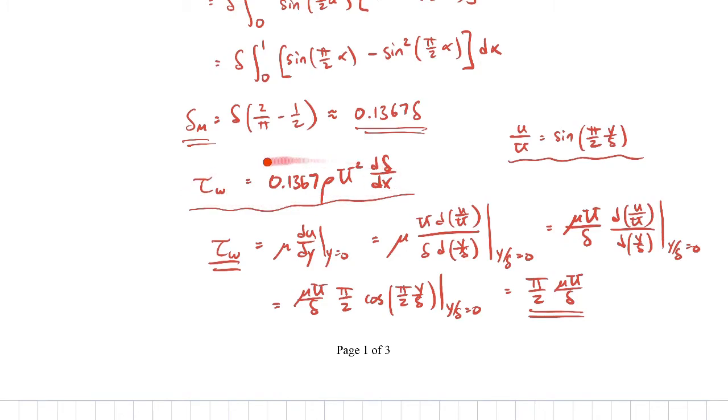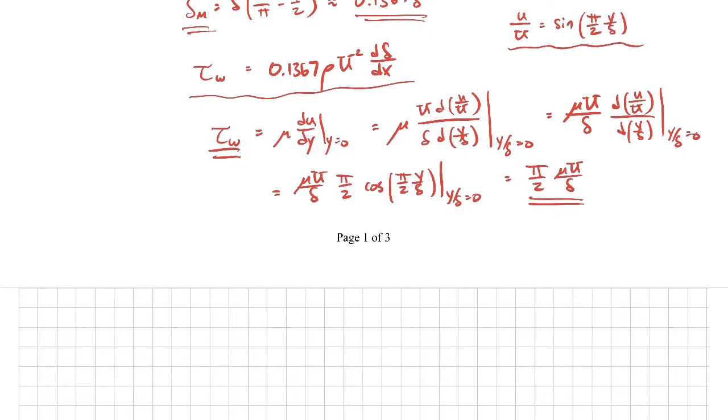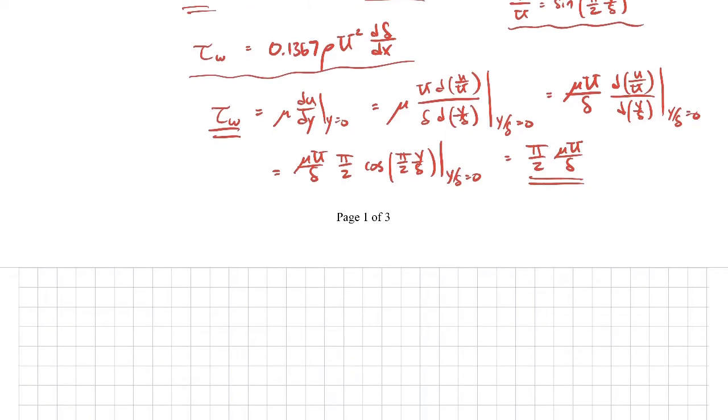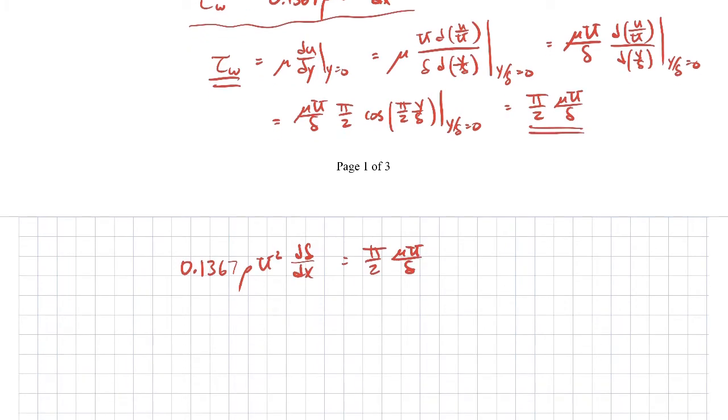This one coming from the Kármán momentum integral equation, this one coming from our standard approach for finding the wall shear stress. And we can set those two equal so that we have one expression with one unknown, that unknown being the 99% boundary layer thickness. So we'll set those two expressions equal. And then we can go ahead and solve this differential equation.